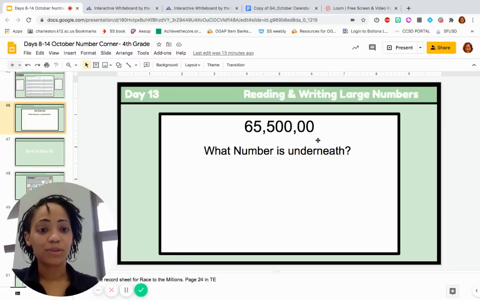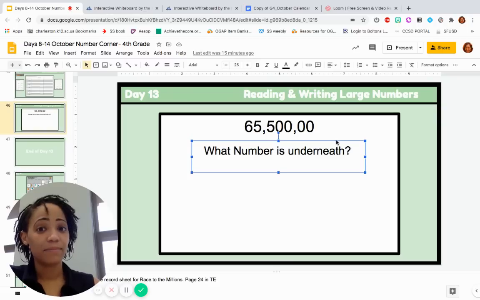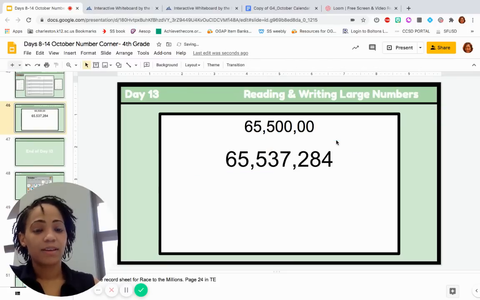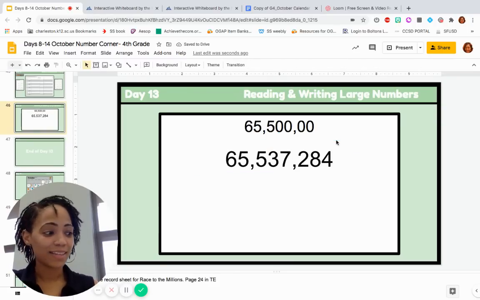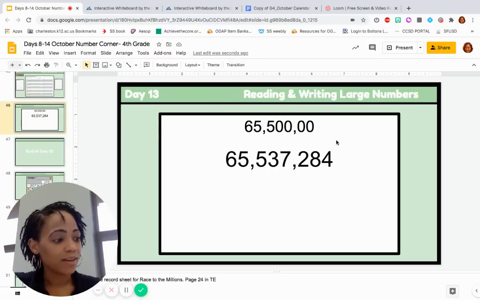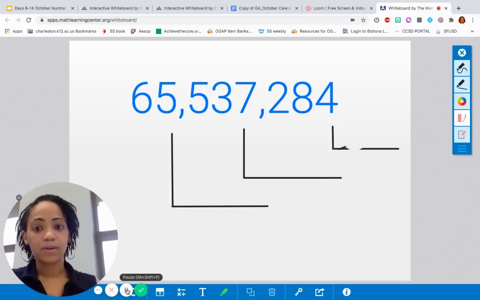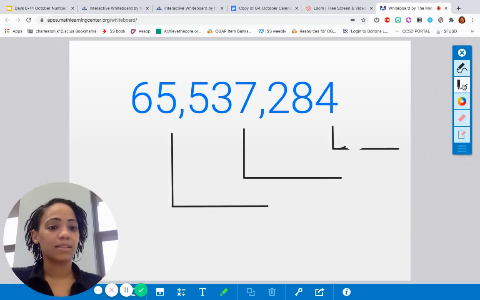Okay, I'm going to show you a number that could possibly be it. Ready? Here it is. Now I want you guys to help me label the parts of this number so that it looks something like this.